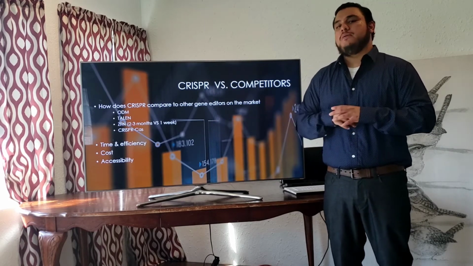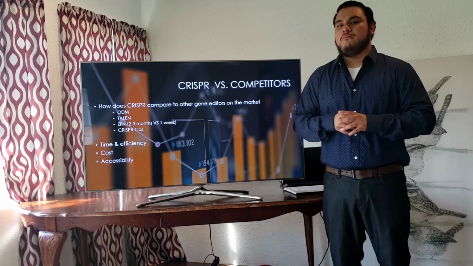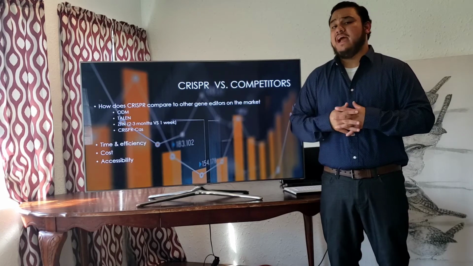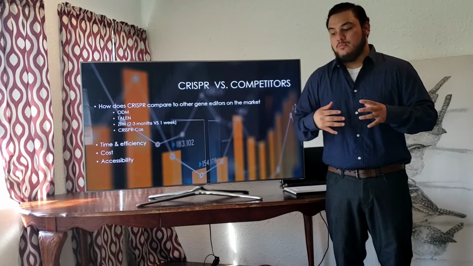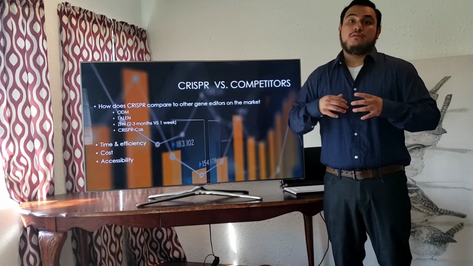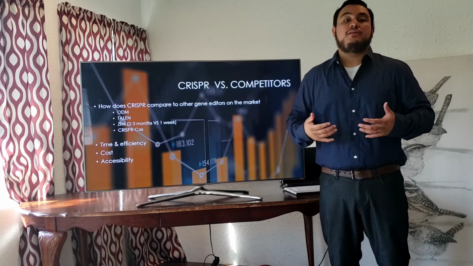If CRISPR is so cheap, I don't know about you, but that makes me worry a little bit about who can actually access it. What if somebody wanted to create a super virus or a super genetic condition that we simply could not find or control?